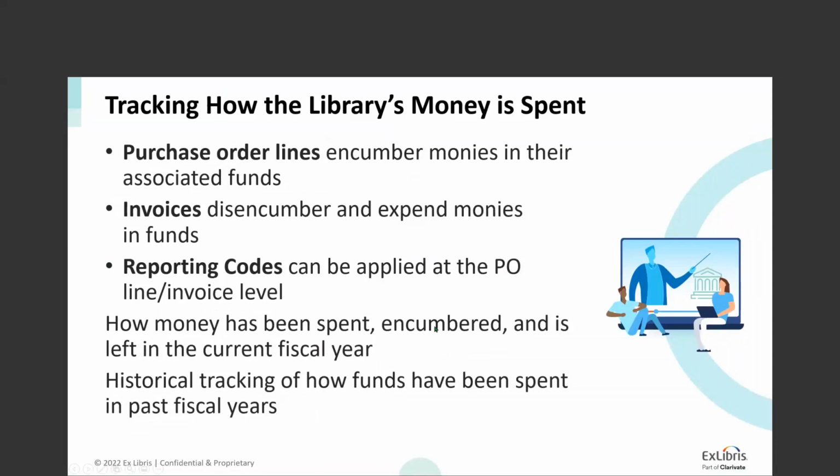So the second benefit I talked about was how the library's money is spent. Purchase order lines encumber monies in their associated funds, and then invoices disencumber and expend monies in funds. And then reporting codes can be applied at a PO line or invoice. All of these are reportable. You can see exactly how much money you have, how you've been spending your money, etc. How much money has been spent, encumbered, and is left in the current fiscal year, that'll tell you, plus historical tracking of how funds have been spent in past fiscal years.